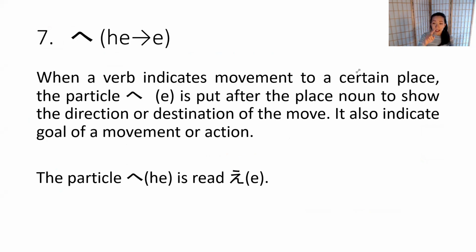So the へ is written in hiragana, this shape へ, but the pronunciation is e. When you see this へ as a connection between words, you pronounce it e. So when a verb indicates movement to a certain place, we will use the particle e. It's put after the place, like the name of a place, to show the destination or the direction of the movement. It also indicates the goal of the movement or action.